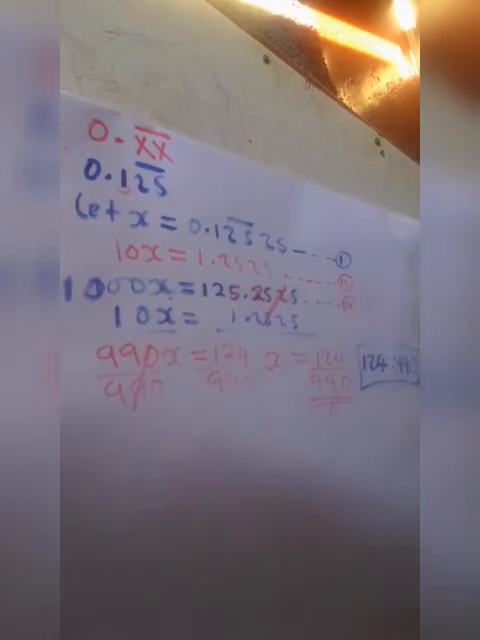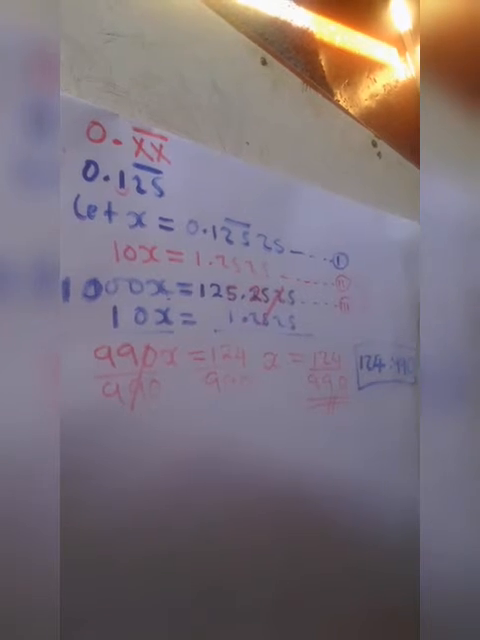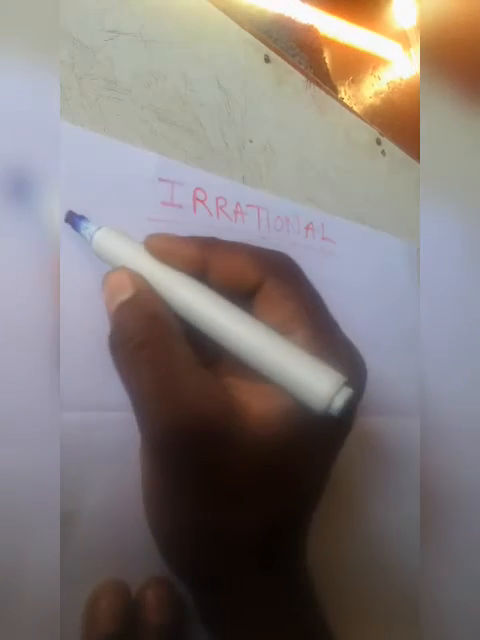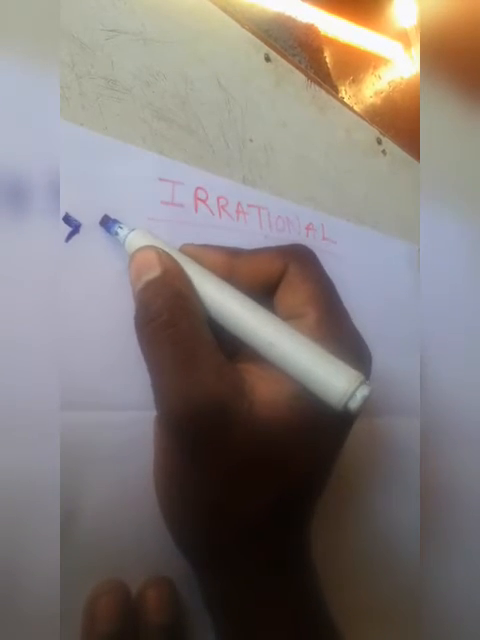We move on to the irrational numbers. Irrational numbers. What do we mean when we say irrational? We go back to the definitions I gave you. These are numbers which cannot be expressed as a ratio.